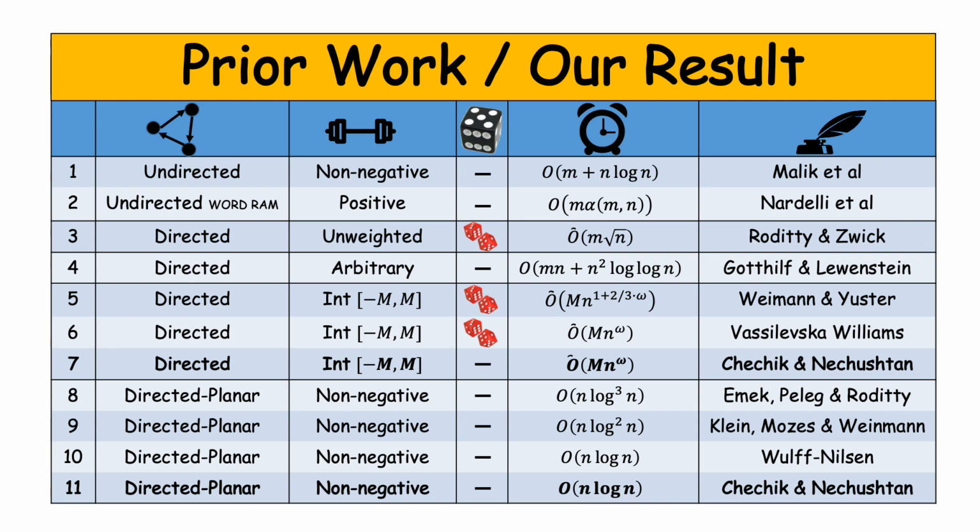This table summarizes some of the prior work regarding the replacement path problem. In lines 5 to 7, we cover the M variant. In lines 8 to 11, we cover the planar variant. And we will get back to this table at the end of the lecture.